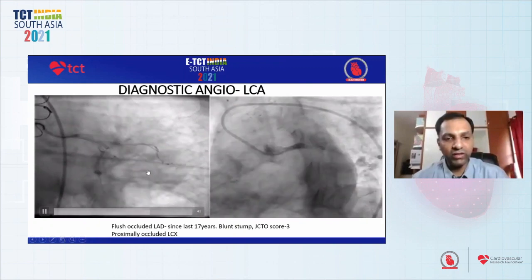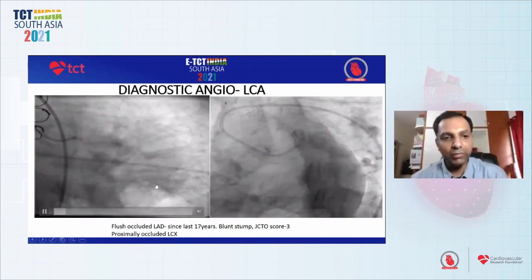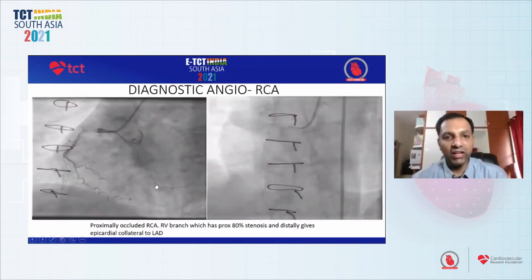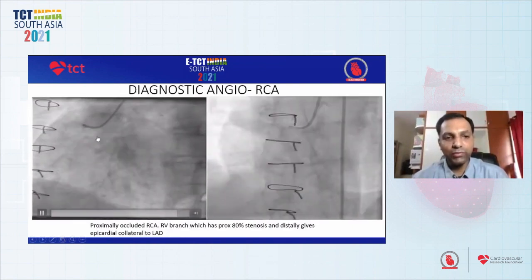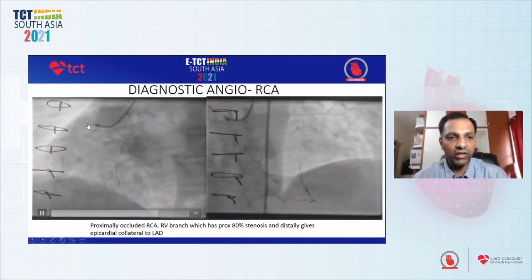The LCX also is proximally occluded, but you can see there is a rapid runoff of the diagonal at this point, suggesting that the SVG to OM is patent. And now looking at the RCA pictures, RCA is proximally occluded. What you see here, RCA probably goes down this way. It's flush occluded after this point.